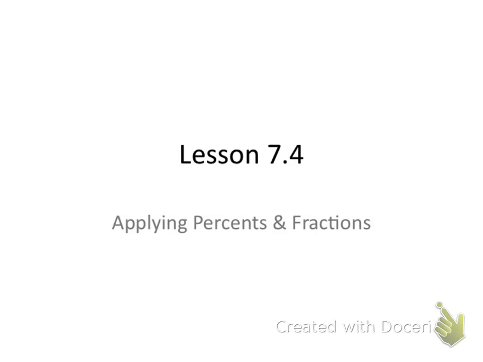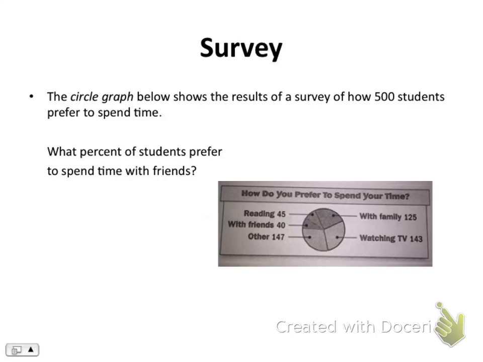Today is lesson 7.4, applying percents and fractions. In the first example, it says that the circle graph below shows the results of a survey of how 500 students prefer to spend time. So we need to know what percent of students prefer to spend their time with friends.